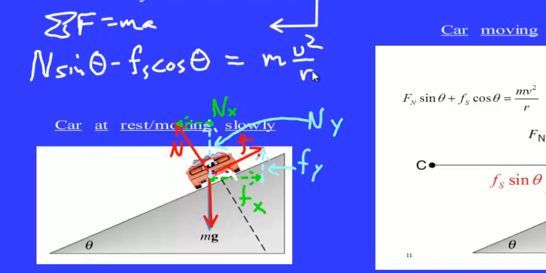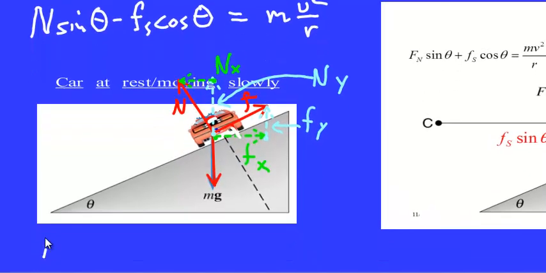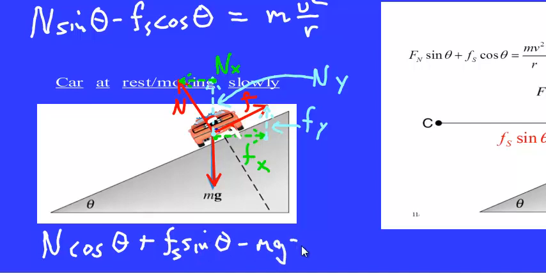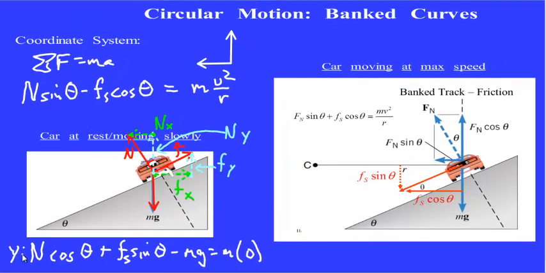Okay? So that's the way that the F equals ma equation looks when the car is moving slowly, when friction is acting down the ramp. And then in the y direction, we've got n cosine theta, the ramp pushing up, plus friction's pushing up too, sine theta there, minus the weight equals 0. That's what it looks like in the y direction. So put a y colon here, F equals ma. All right, let's go to the other side.